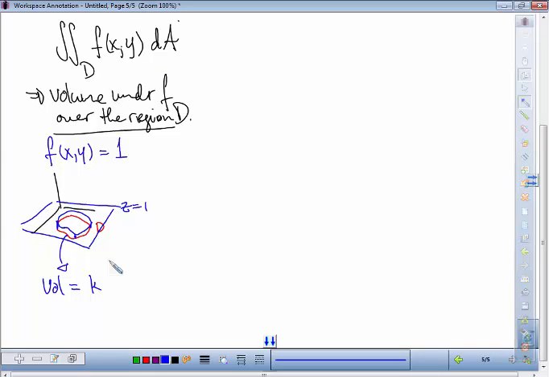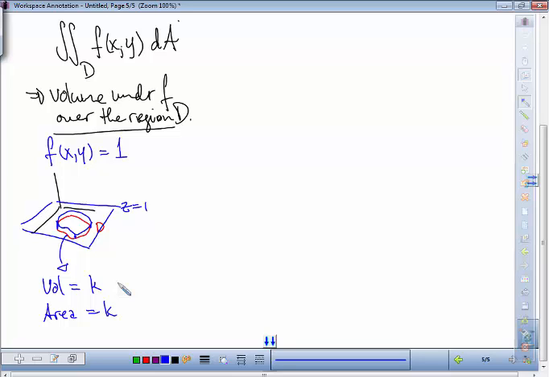What else do you know is equal to K? You understand what I'm asking? What else is equal to K in this picture? Yeah, but geometrically, what else is equal to K in this picture? Area times height. Think about that. The volume is equal to area times height. What's the height of this? 1. What else is equal to K? The area. Area is equal to K.